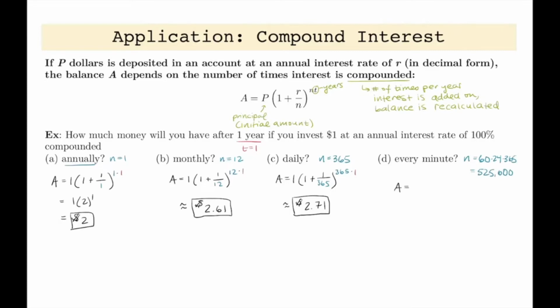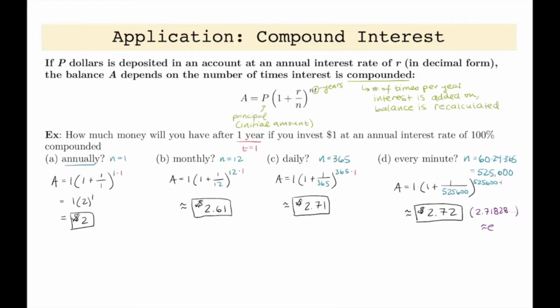Again, the balance here will be our principal, which is still $1. We'll have 1 plus 1 over 525,600, then we will raise that to the 525,600, and again, 1 year, so times 1. Now, if we calculate this, we get about 2.71828, and it keeps on going, but we'll say 2.72 because this is money. But 2.71828 is approximately our number e. So if you look at more decimals, it's actually very, very close.